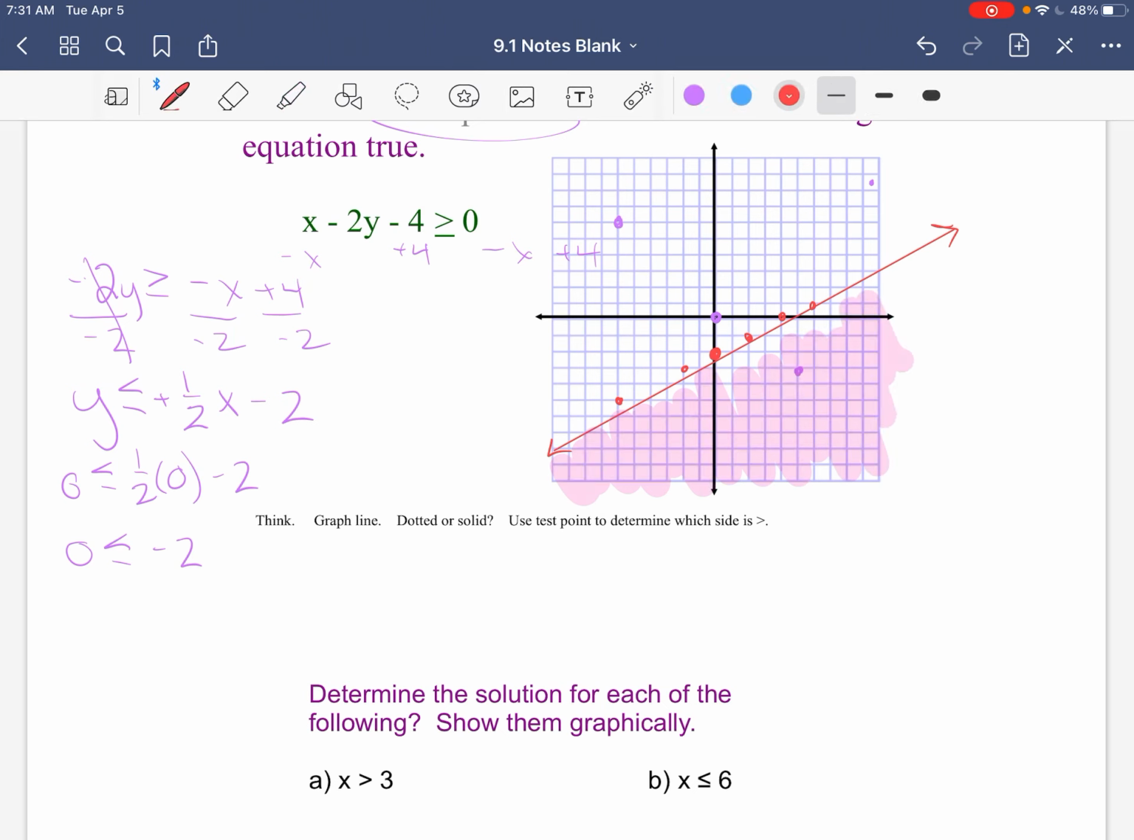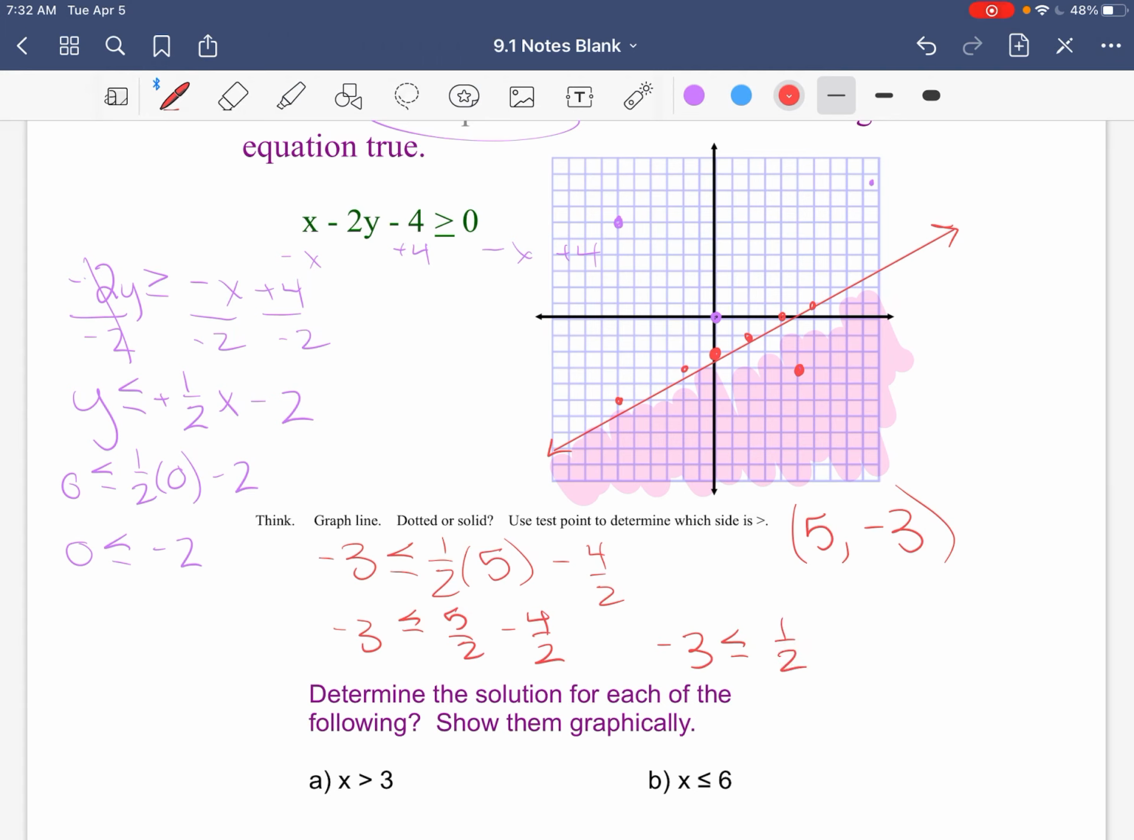If I had picked a different point, so say maybe this point had been my favorite. So that point is 5, -3. We would plug that into our graph. So -3 is less than or equal to 1/2 times 5 minus 4 over 2. -3 is less than or equal to 5 over 2 minus 4 over 2. -3 is less than or equal to 1/2. And that is true. So we would shade the side that's true, and that's where our point is.